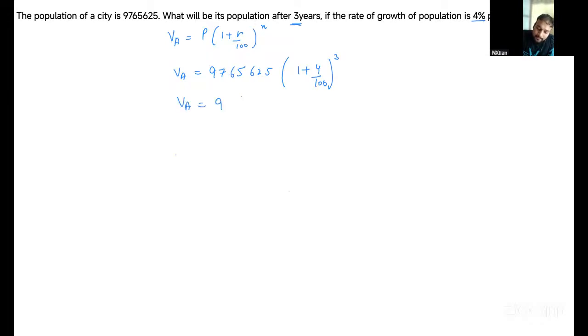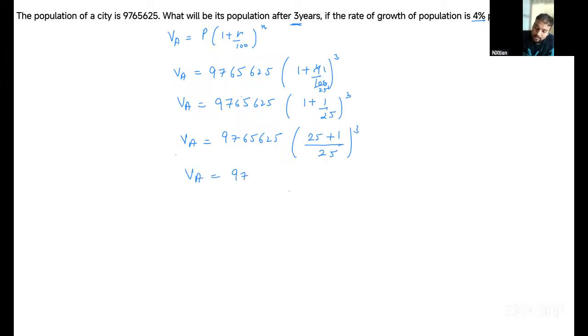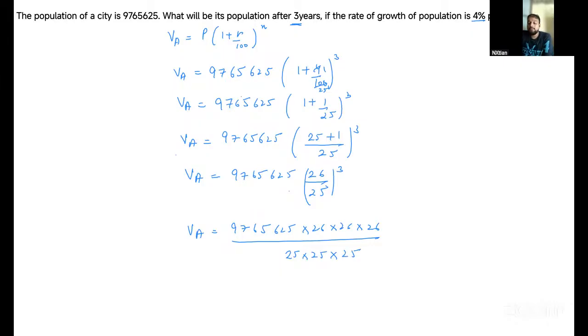Now if you calculate it, 1 plus 1 upon 25 equals 26 upon 25, and 5765 and 25. Now, when you solve it, you will get the answer.